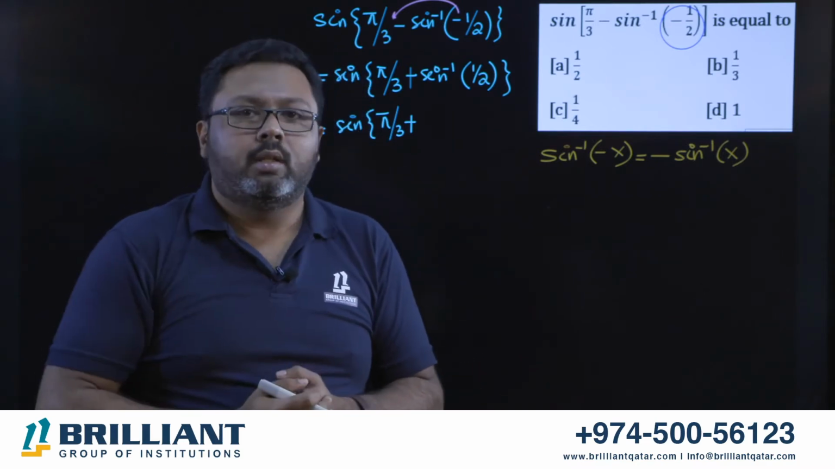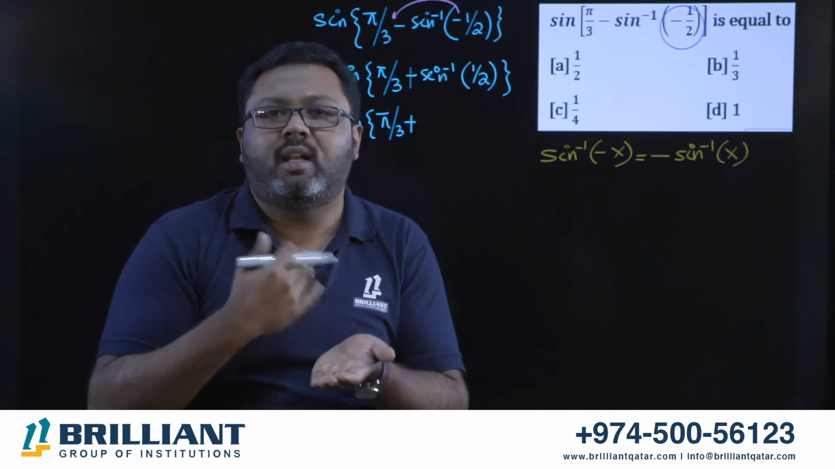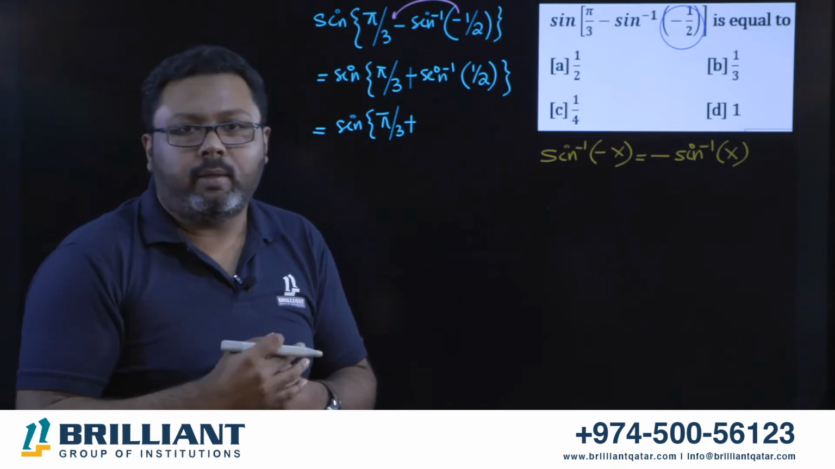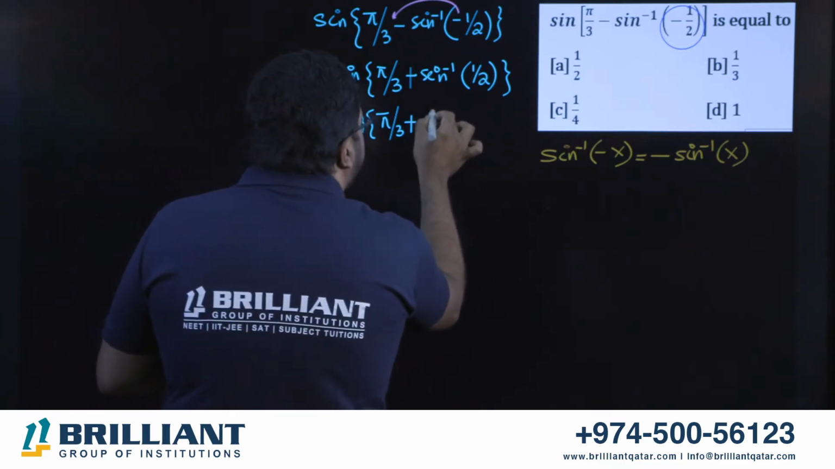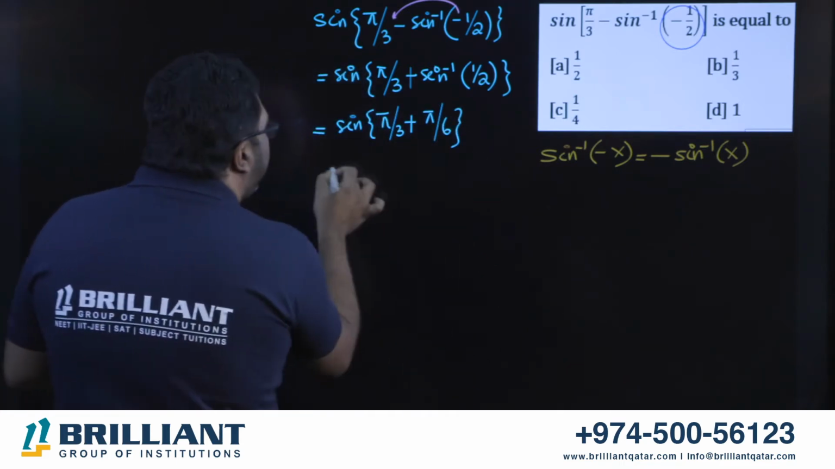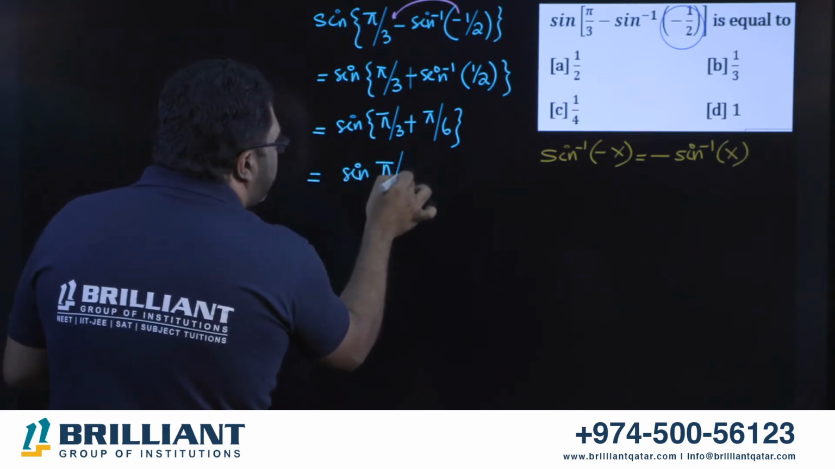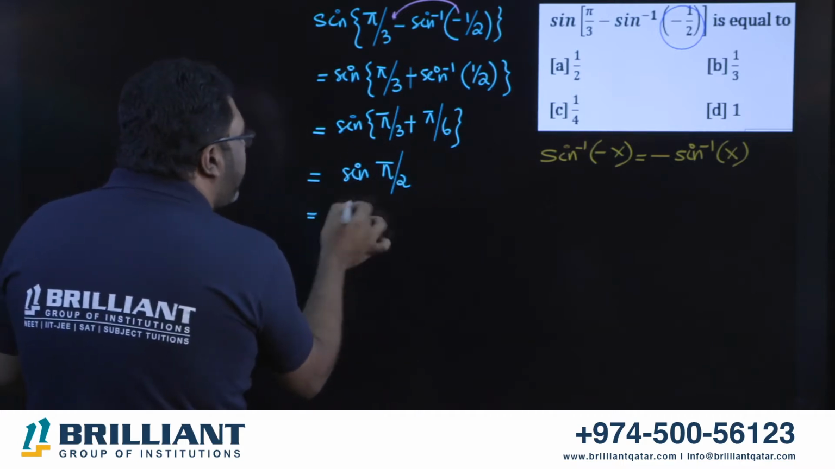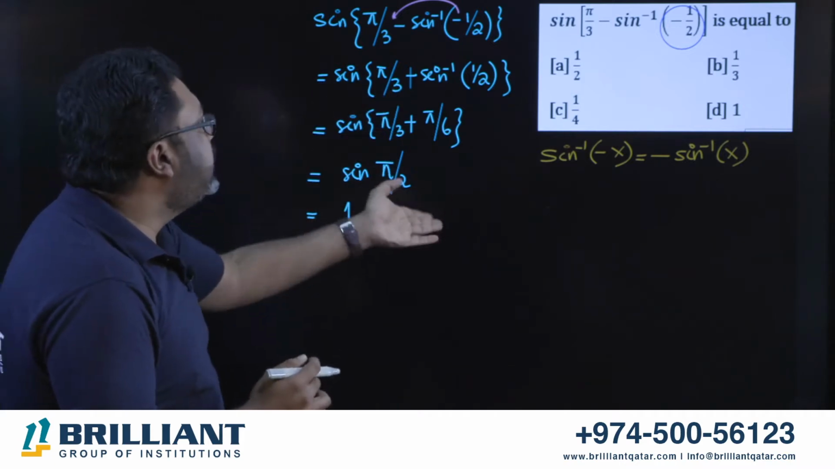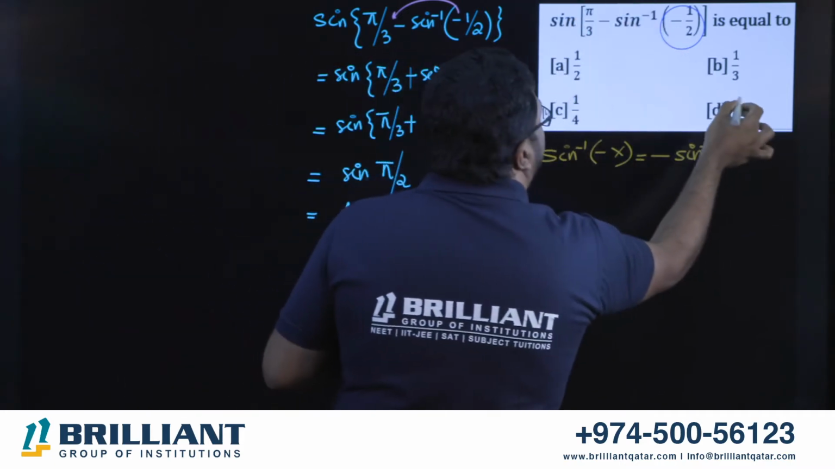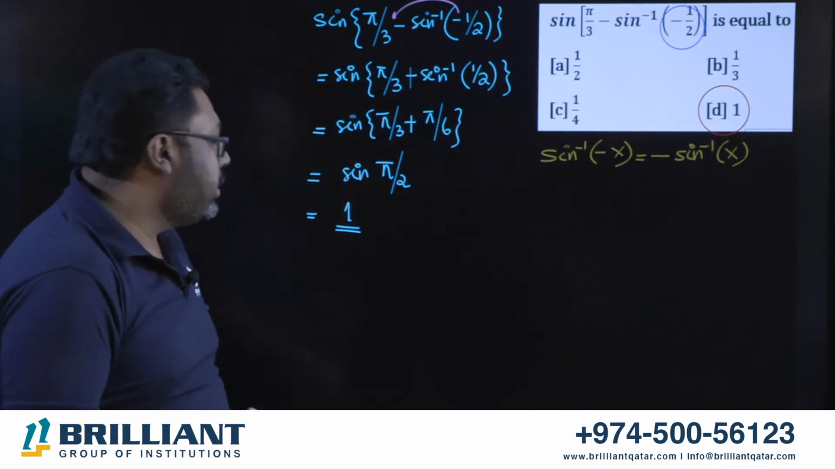Just have a very quick recap on whatever trigonometric values you learned in 10th standard and 11th standard. Sine of 30 is 1 by 2, so it's going to become pi by 6. 30 in radian measure is pi by 6. So pi by 3 plus pi by 6 is pi by 2. And sine pi by 2 is same as sine 90. The answer is 1. So what is the value of this expression? The answer is 1. Is it clear, everybody? Yes, I hope so. Let's go to the next question now.